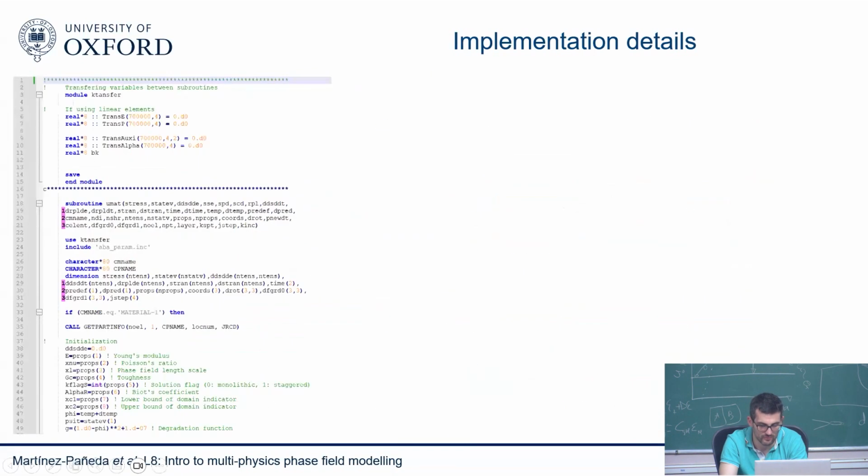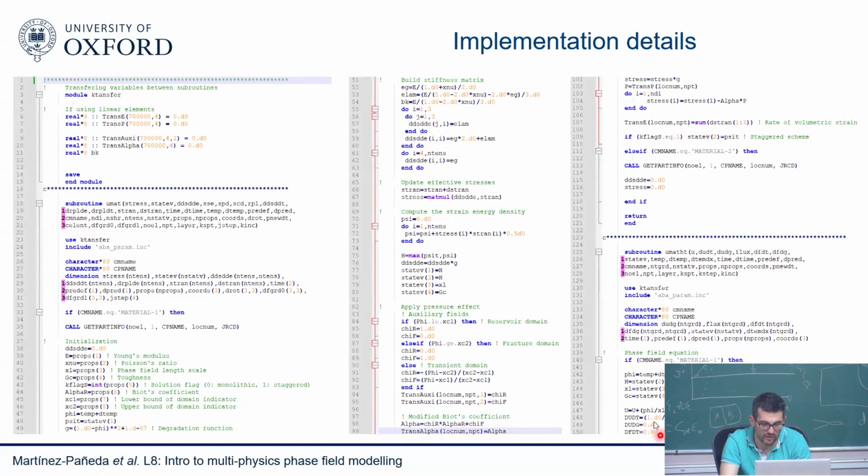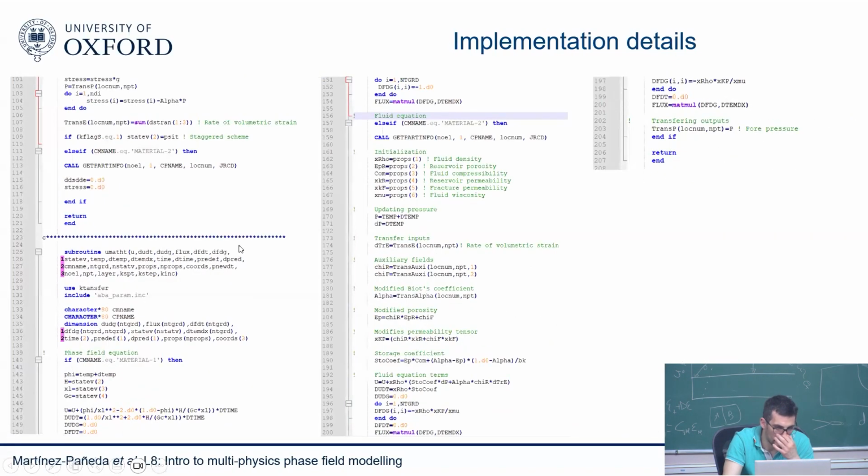You can see it here. The flux is also 0. And then the final piece of code, this is where we are here. And then that's for the phase field fracture equation. It was pretty straightforward.